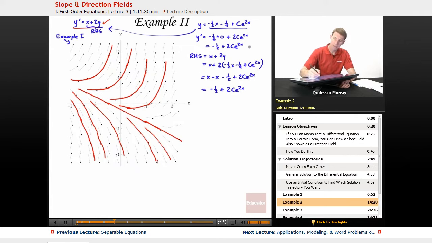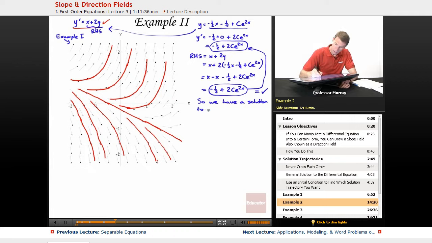And if you check back up here, that y prime and the x plus 2y, when we worked them out, those are equal to each other. So we have a solution to the differential equation. We have found the general solution to the differential equation. And I got that just by plugging it into the differential equation and checking.